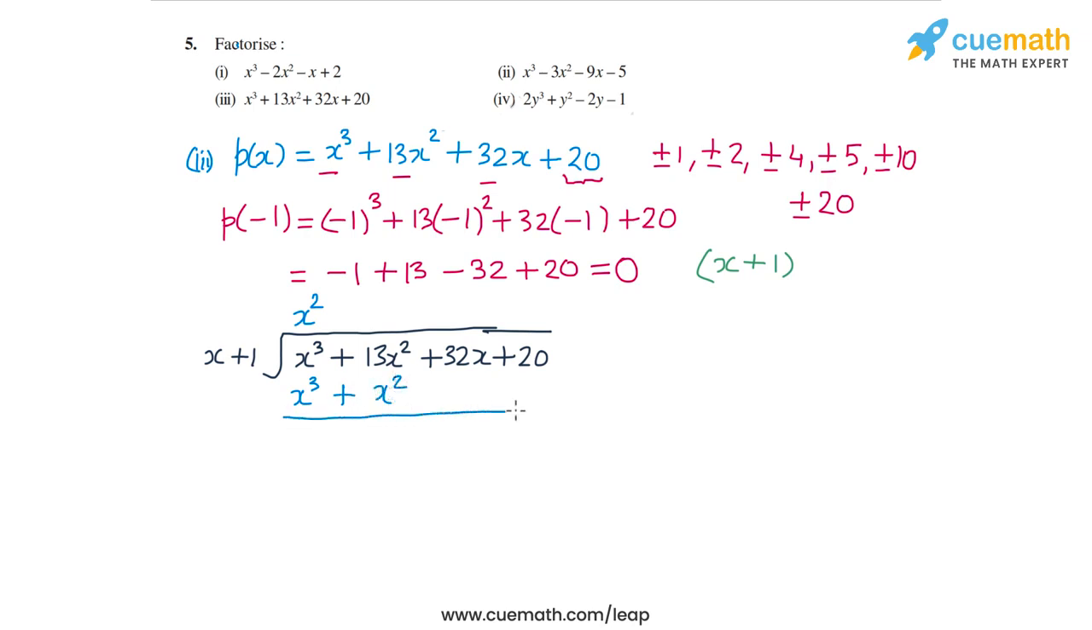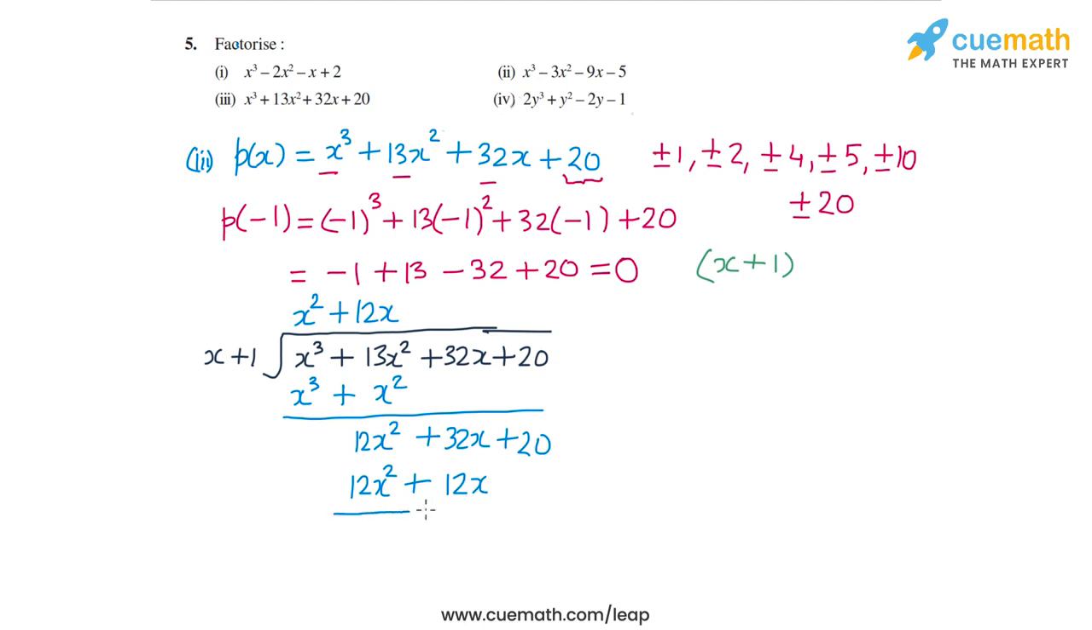Now let's subtract these terms. So I get 12x square and I bring down the remaining part of the dividend. So that's 32x plus 20. Then the next multiplier will be 12x. So that gives me 12x square plus 12x.